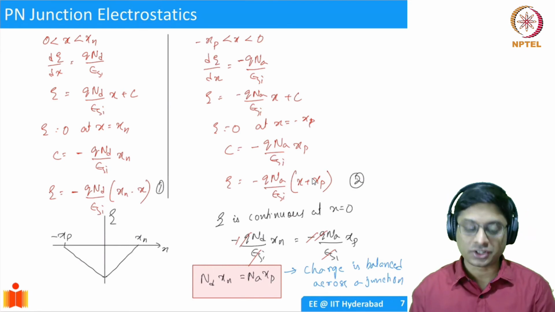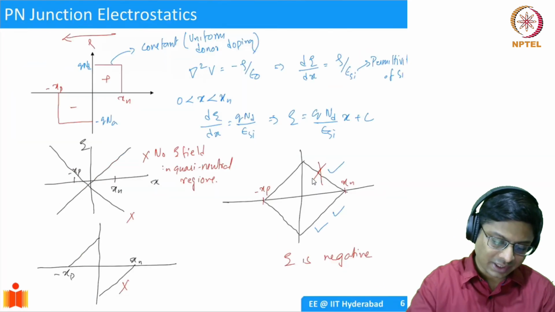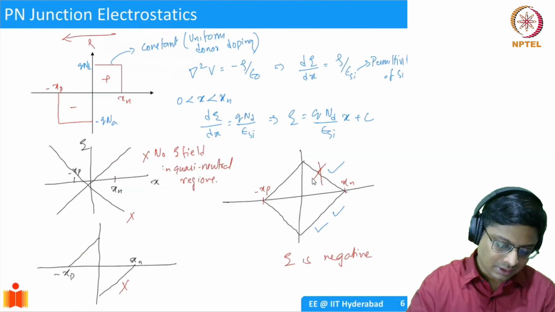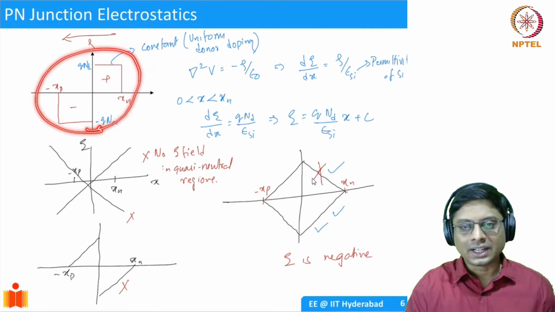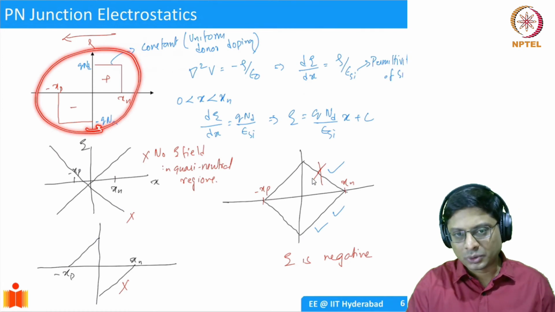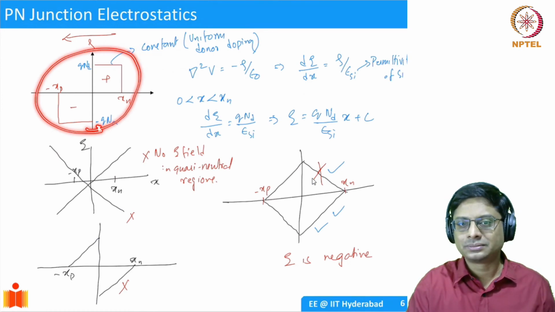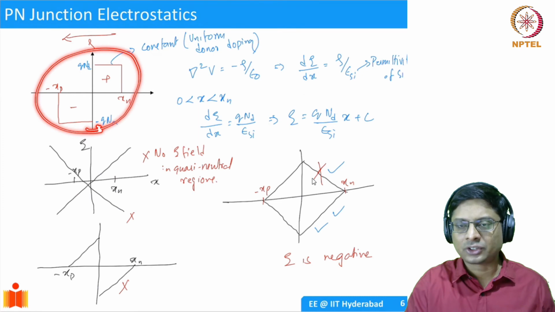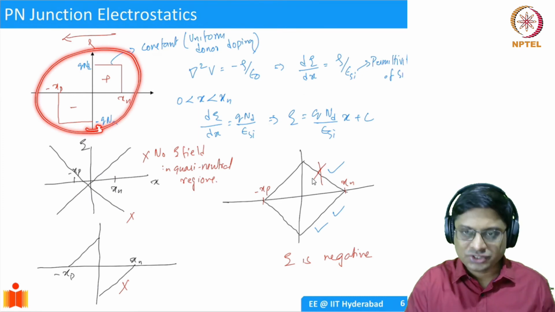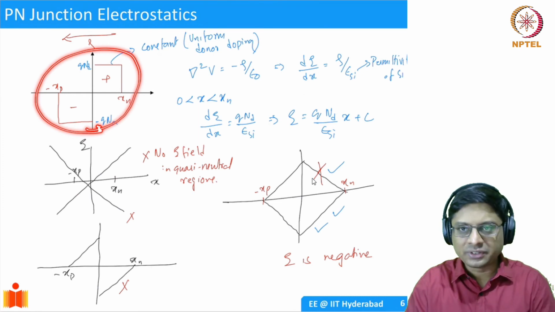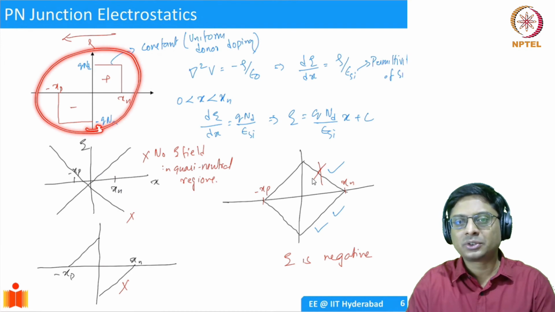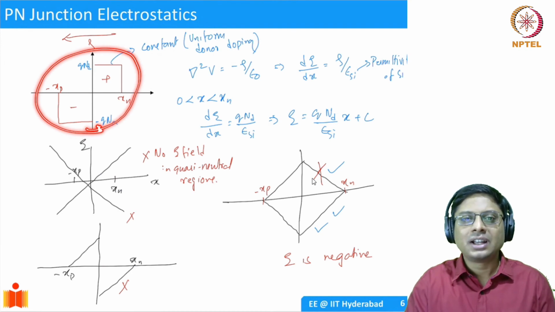The total amount of charge, like in this picture that we are showing, the area of the rectangle on both sides has to be equal. There's no other way because other regions are quasi-neutral. They are not contributing to any charge. So the charged region should be in such a way that the total amount of positive charge should be equal to the total amount of negative charge.